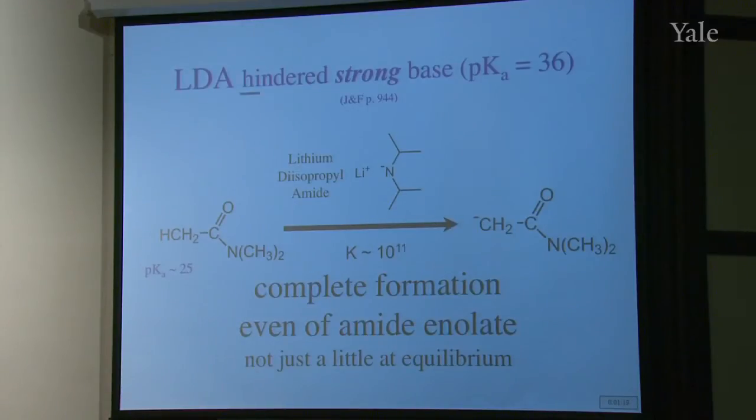Okay, so you have complete formation even of the amide enolate, and not just a little bit at equilibrium. Okay, and notice that it's a hindered base. It's not dimethyl or diethyl, it's diisopropyl. And you want it to be hindered because otherwise this H isn't so very easy to attack. It would also be possible to attack the carbonyl group, pi star, add the nitrogen to this carbon and lose the other nitrogen. You don't want that to happen, so you use a hindered one that can only get at the hydrogen out there. Okay, doesn't attack the enolate.